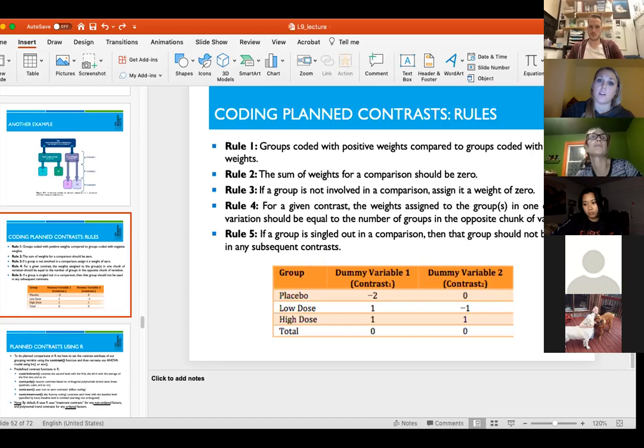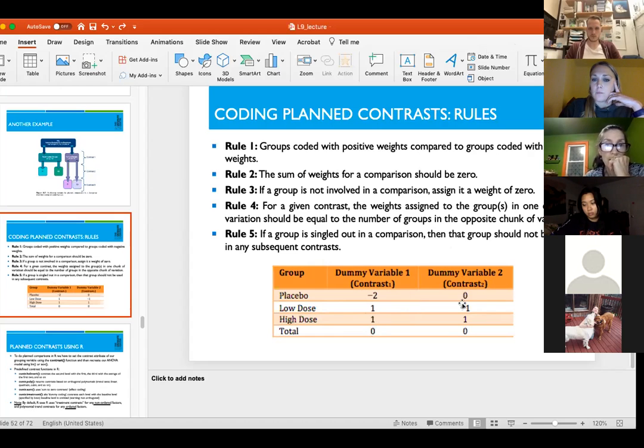Your groups coded with positive weights are going to be compared with the groups coded with negative weights. So right here in this dummy variable 1, this is actually contrast 1. Giving placebo a -2 means placebo is going to be compared to low and high, and low and high are given the same value, so they're going to be averaged together. They get a weight of 1, placebo gets a weight of -2. Often you'll also see this done with a -1 and positive 0.5, positive 0.5, because each is contributing half, right? But mathematically it's identical.